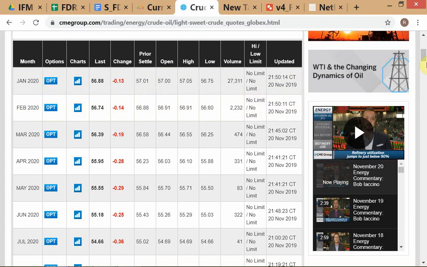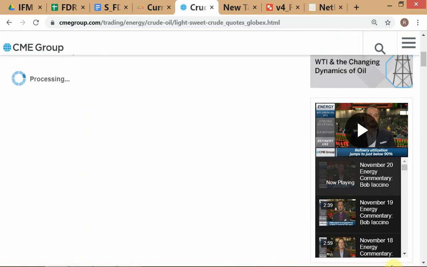I don't know if you can read the prices at the back. Mehak, can you read the prices? You can't read the prices? Column last, 56.88, 56.74. You can't read it? Not big enough? The font is not big enough? Okay, alright. So, but anyway, let's try and make it a little bigger. Again, then the masthead will come back.